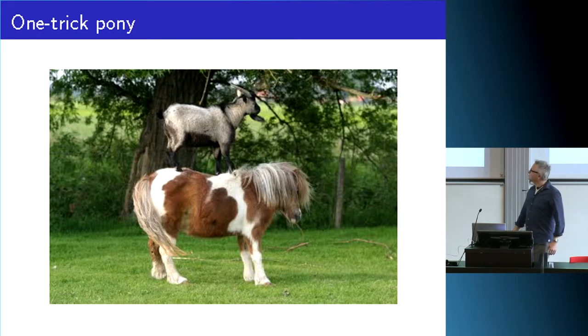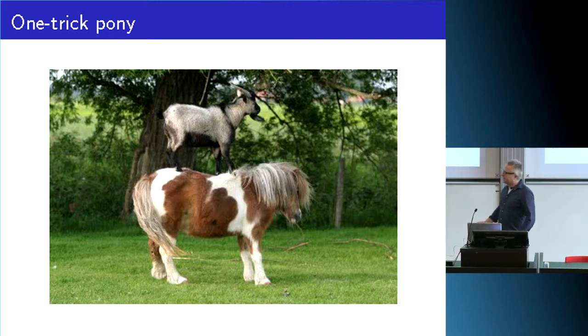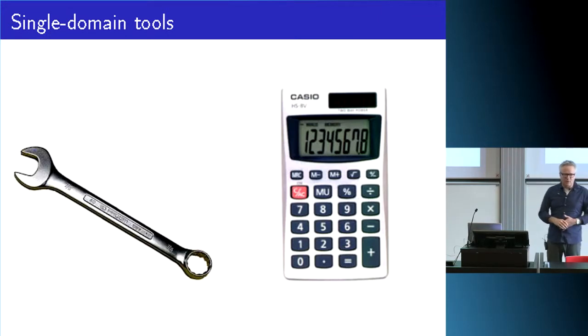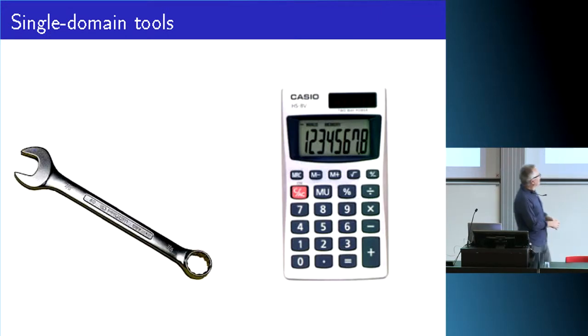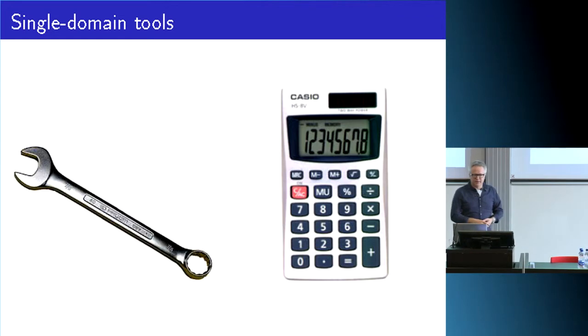So this is a so-called one-trick pony. The only thing it can do is to carry a goat on its back. And we have a lot of one-trick ponies also in technology. Here's an example: this is a wrench that can do one thing, and a pocket calculator which can only do arithmetic.